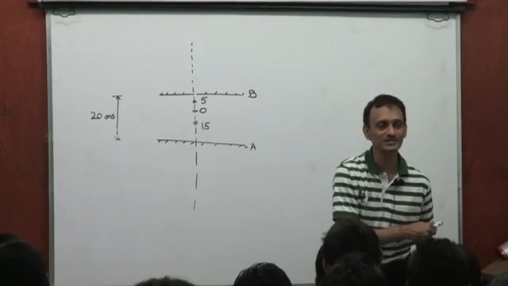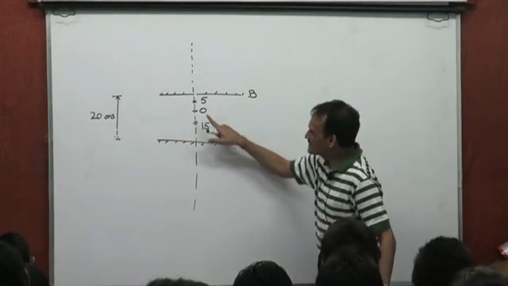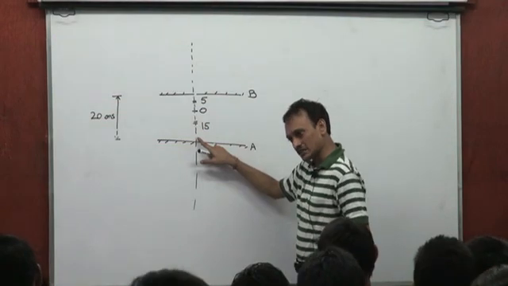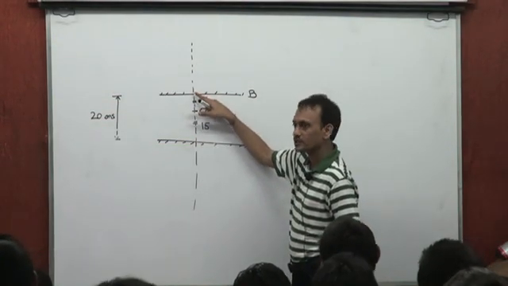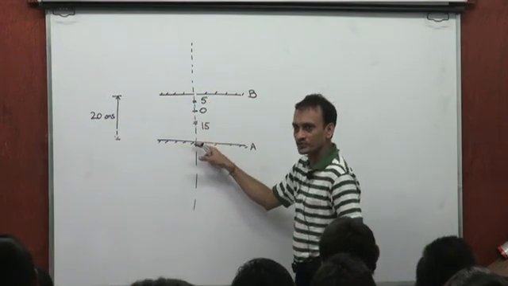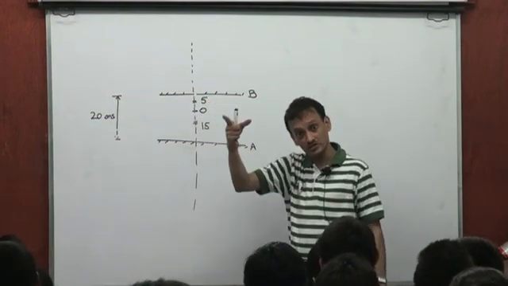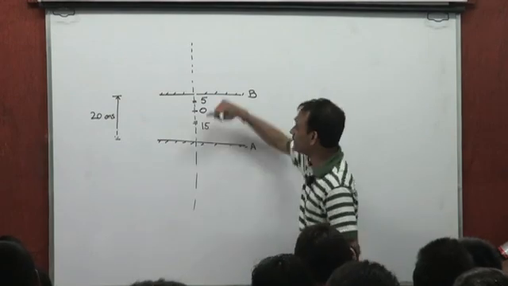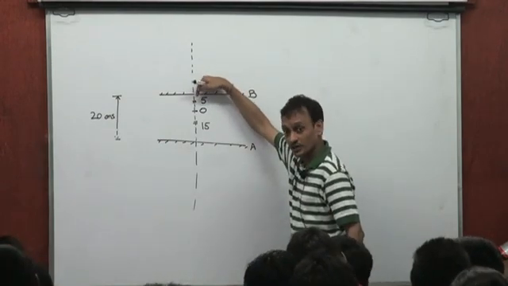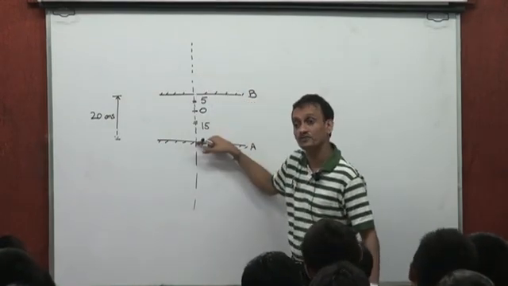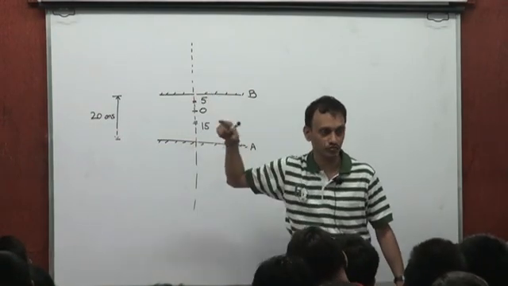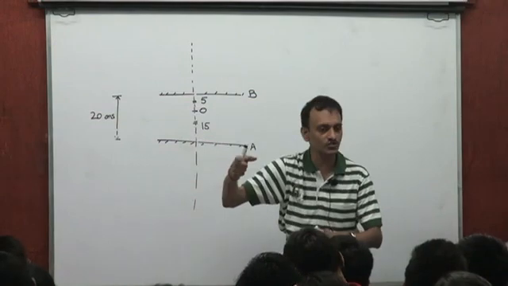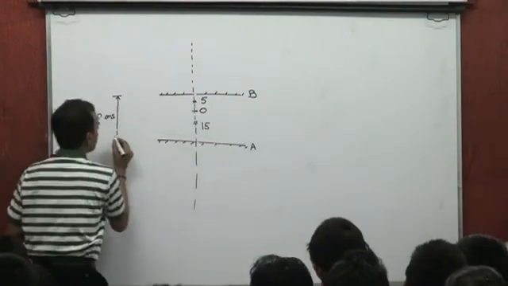Why two series of images? The first series, where the first reflection occurs here, the image of this serves as the object for this, the image of this serves as the object for this, and so on. That's the first series of images. The second series of images would be first reflection here, the image formed by this serves as the object for this, the image formed by this serves as the object for that, and so on, right? Let me look at the first series first.